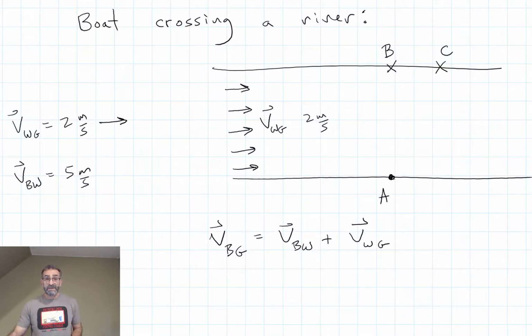In the next video, we'll choose two vectors that aren't perpendicular to each other. We'll have the water in the same direction, but instead of our boat going perpendicular to the water, the boat will be moving at an angle with respect to the water that's not 90 degrees.